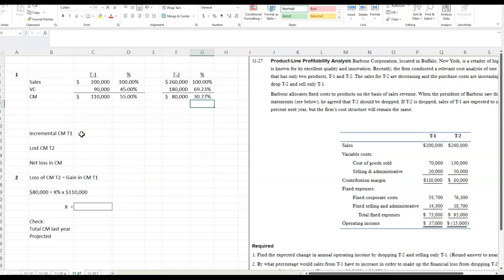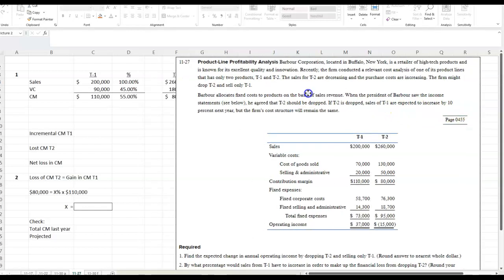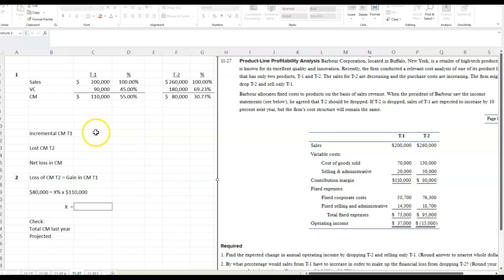So the incremental, hold on. So find the expected change in annual operating income by dropping T2 and selling only T1. If we drop T2 and sell only T1, and furthermore, they said that if T2 is dropped, sales of T1 are expected to increase by 10%. So first we have to figure out what the incremental contribution margin is for T1. And we're using contribution margin, so we don't have to go back and do all the other calculations. And that's the only relevant piece is the variable costs, right?